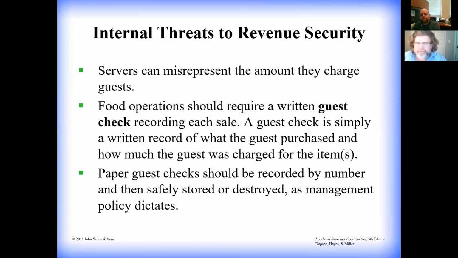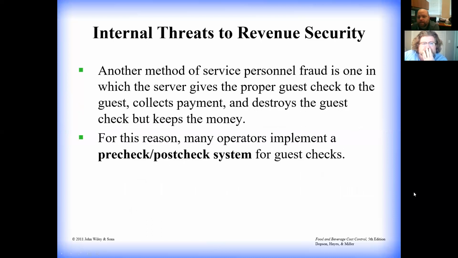Well, exactly. In 2020, the technology is out there so much that it helps reduce it, but people will find a way. So keeping current on potential weak spots and being on the lookout for it is pretty important. So what we're trying to avoid is the server collecting money and keeping it. What we always want to do is have this pre-check, post-check system. If we have physical checks, what checks were a server given, and were they accounted for at the end of the evening? That's it.